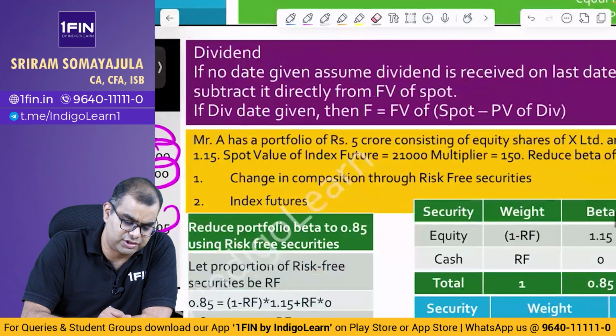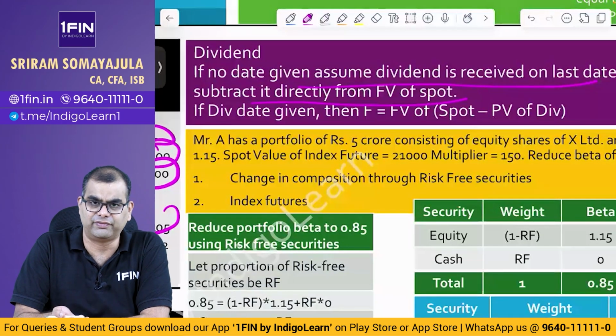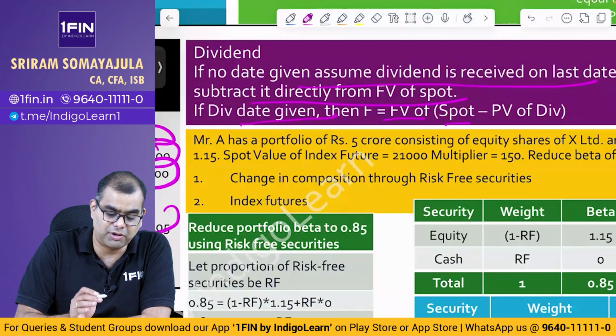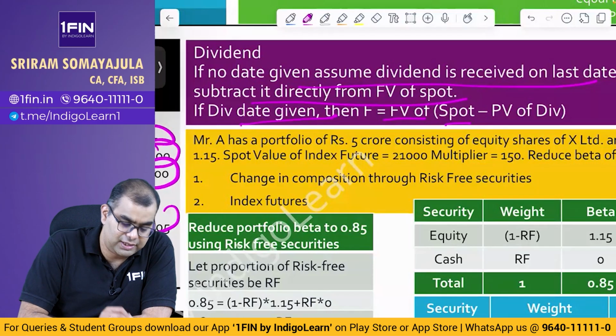If no date is given, assume that dividend is received on last date, subtracted directly from future value of spot. Okay, if dividend date is given, then compute future value of spot and in brackets, spot minus present value of dividend. Okay, this is already said.